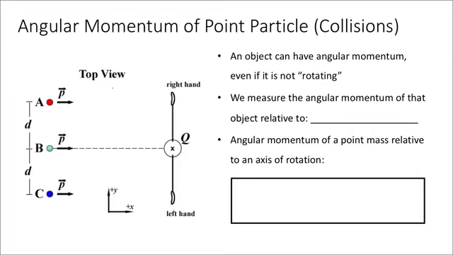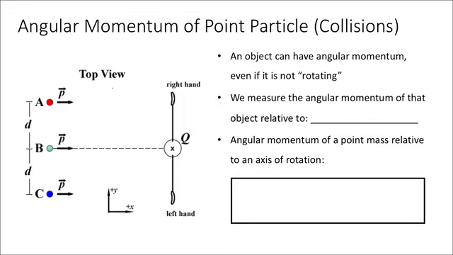Now, one more topic to discuss before we get into collisions, and that is the idea that an object can have angular momentum, even if that object isn't technically rotating in the way that we've come to think about rotation. And so I want to take a moment to talk about this.